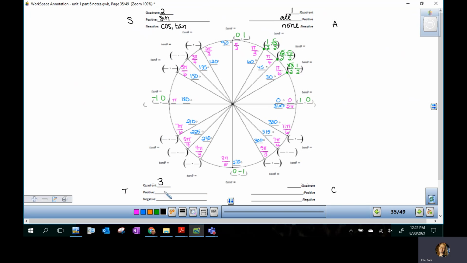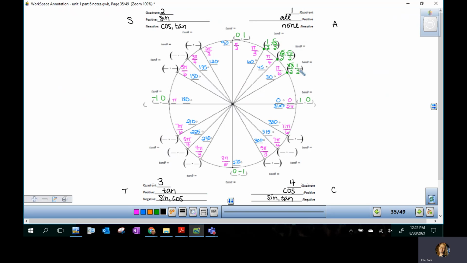So in quadrant 3, the T, that's tangent, is positive. Sine and cosine are both negative. And then in quadrant 4, that's the C, cosine is the positive. Sine and tangent are both negative. Okay, so again, that's referring to what trig functions are positive and negative in each of those quadrants.